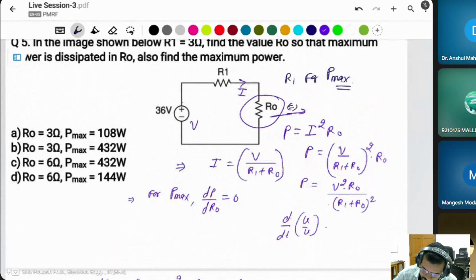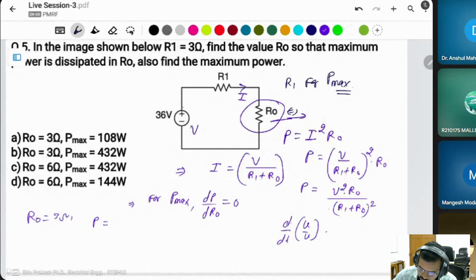Then this will be 3 ohm. R naught will be 3 ohm. Then what is the power? I think you can estimate the power. This will be I is equal to V by R, 36 by 6, it will be 6. Then 6 square into R naught, which is 3, will be 108 watt, I think. Okay.